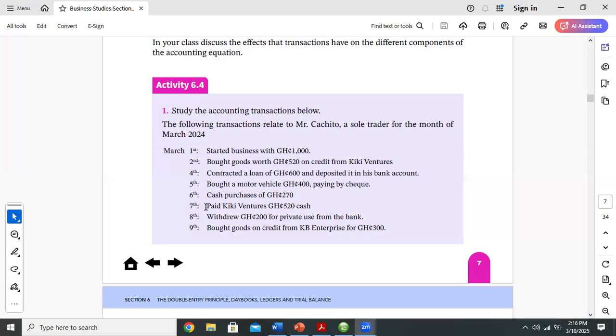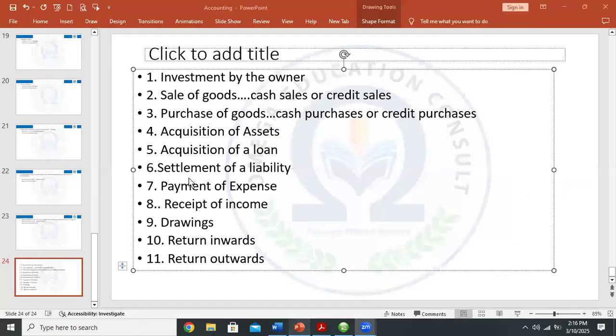The seventh one, paid Kiki Ventures 520 Ghana cedis cash. What transaction? Based on the 11 transactions we saw, which of them applies to this one? Paid Kiki Ventures. Is it a purchase of goods or acquisition of asset or settlement of something? Okay, who is ready to answer? Josephine, you want to try this?